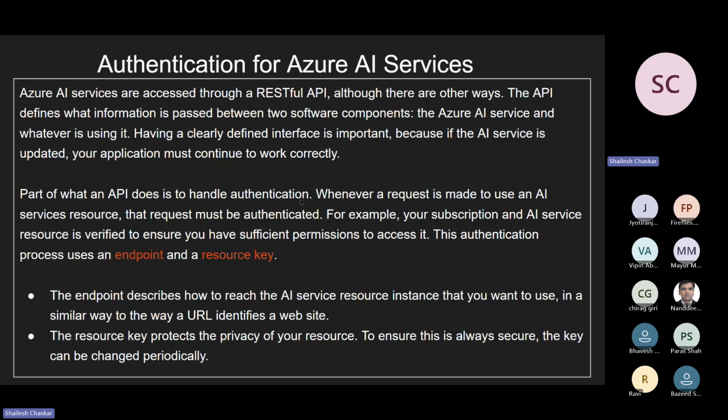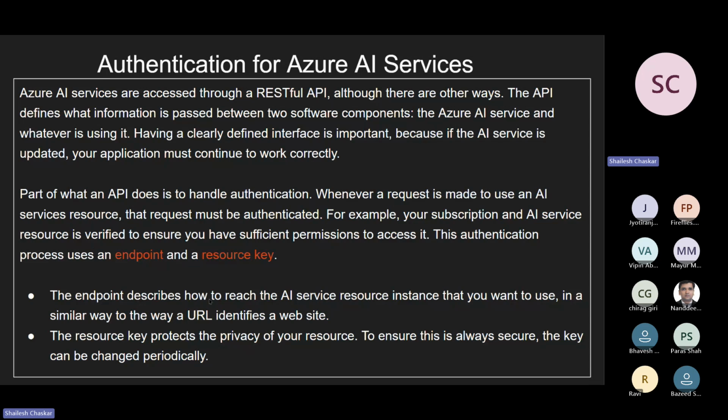As you mentioned, an API authentication key is what will help you to secure your service. When a request is made to use an AI service resource, that request must be authenticated. For example, your subscription's AI service resource is verified to ensure you have sufficient permission to access it. This authentication process uses an endpoint and a resource key. So there are two attributes that are key when you are trying to connect to the services: an endpoint and a resource key.